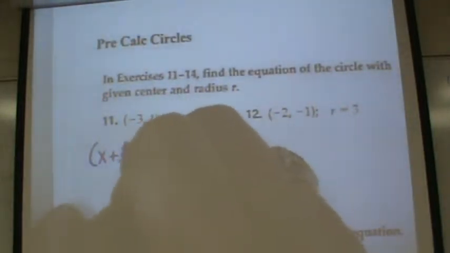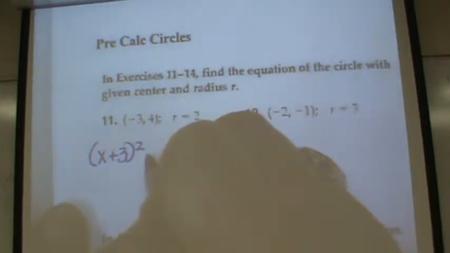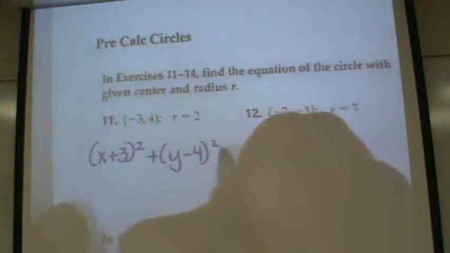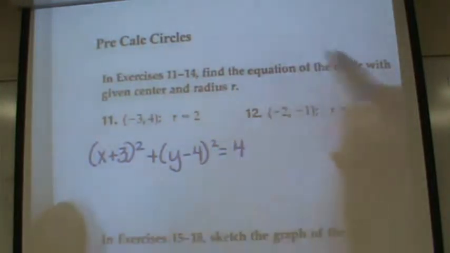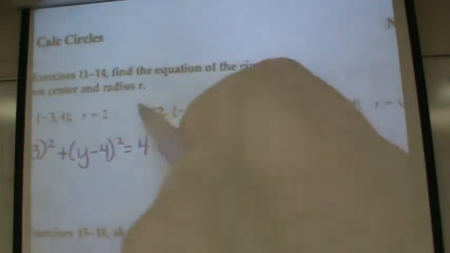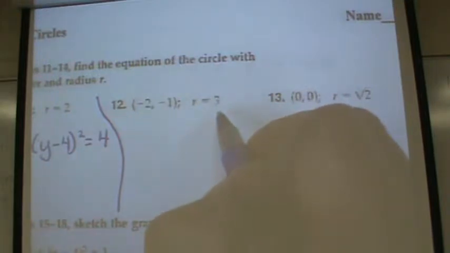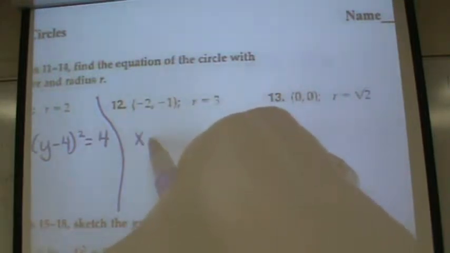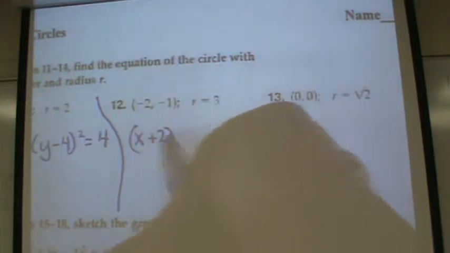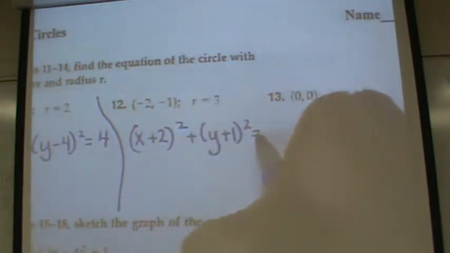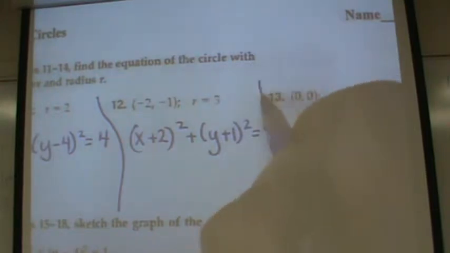(x + 3) squared plus (y - 4) squared equals 4. Excellent. Next one, 12. (-2, -1) is your center, and the radius is 3. (x + 2) squared plus (y + 1) squared equals 9. Next one, the center is (0, 0).